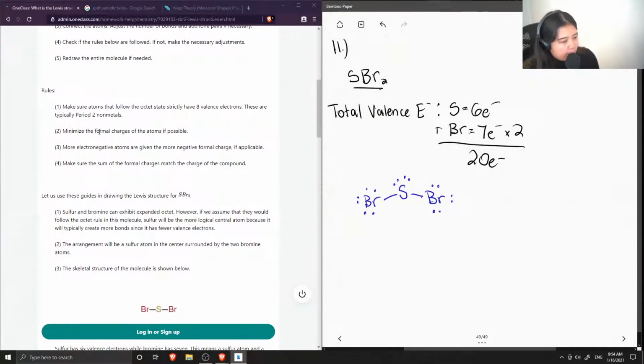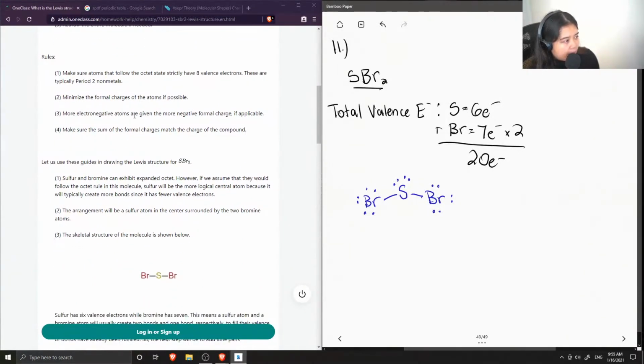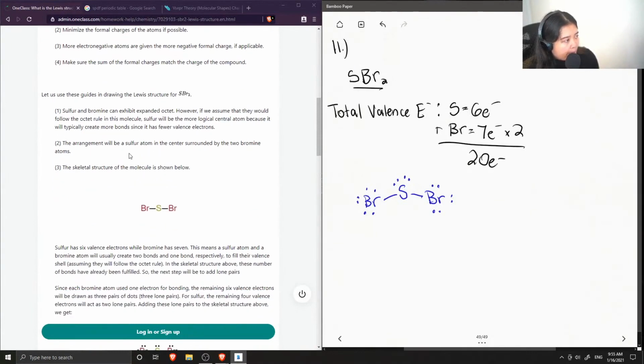So there are no formal charges on our compound, but basically you want to make sure that the sum of the formal charges would match the charge of the compound. Okay, so now they've used these guides in drawing the Lewis structure.